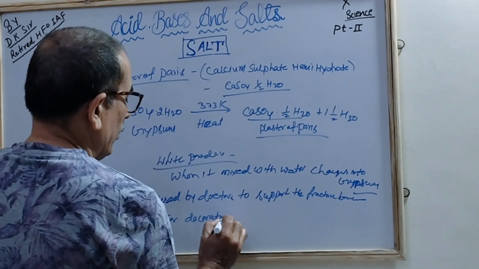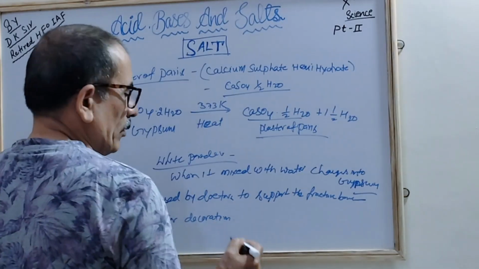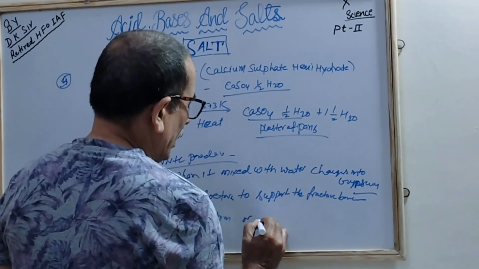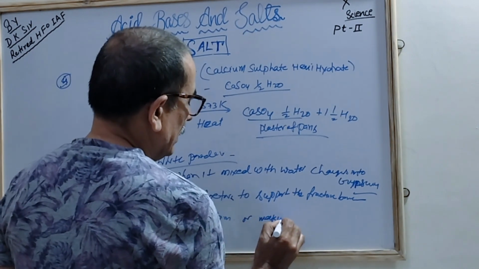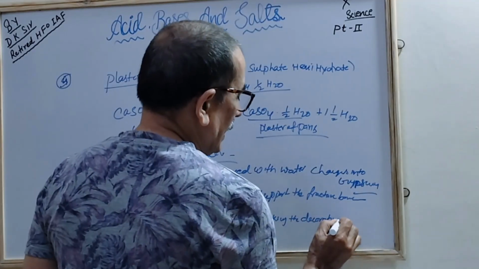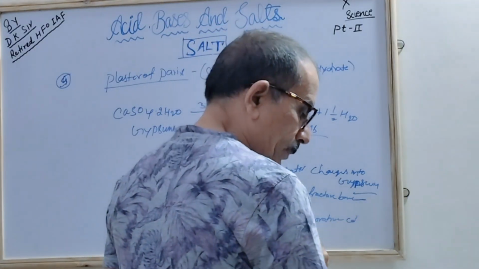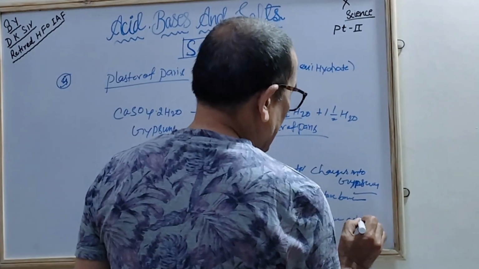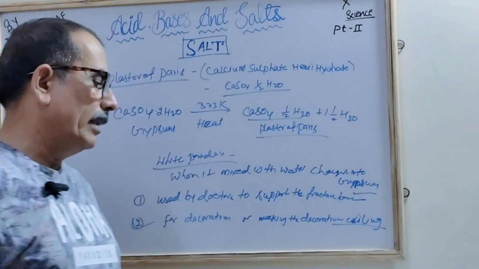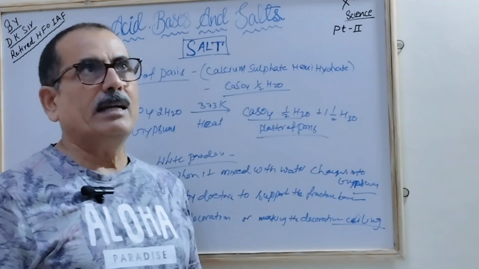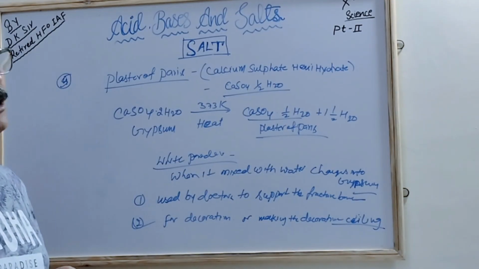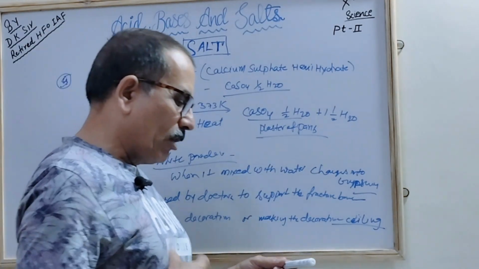In decoration you can make any design you want, or make the decorative ceiling. What is the spelling of ceiling? C-E-I-L-I-N-G, ceiling. The decorative ceiling. When you go to a hotel or any other place, you find that the ceiling is very decorative, or something is hanging out of the original ceiling. That is plaster of Paris.